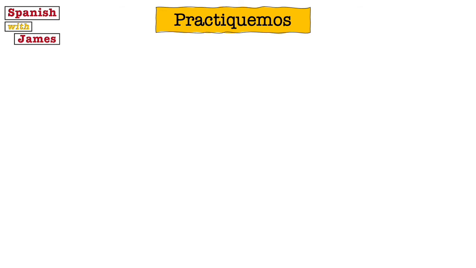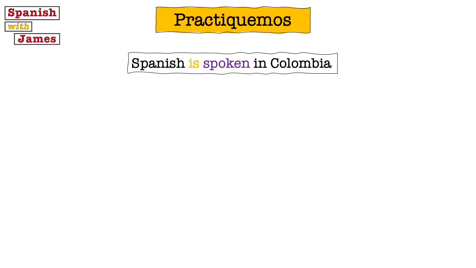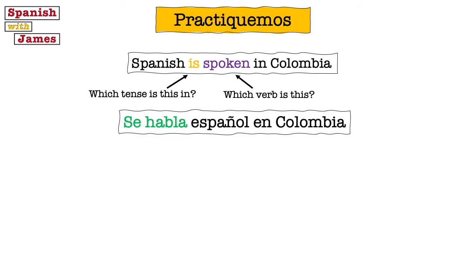So now let's take a look at a couple more that you can practice on your own. So the first one is Spanish is spoken in Colombia, and that's in the present tense. So we know it's the present tense that we need to use, and we need to use the verb to speak, hablar. So now pause the video and translate that into Spanish using the se passive, the option 3 that we looked at, and then push play to look at the answer. Okay, so you might have come up with Español se habla en Colombia, which is perfectly fine, but it's more common to say se habla español en Colombia.